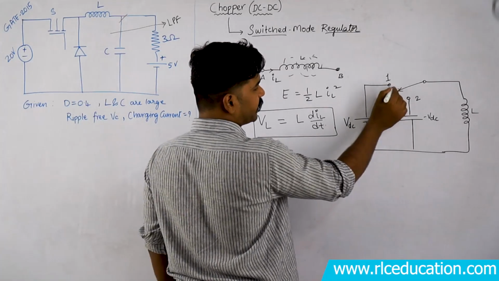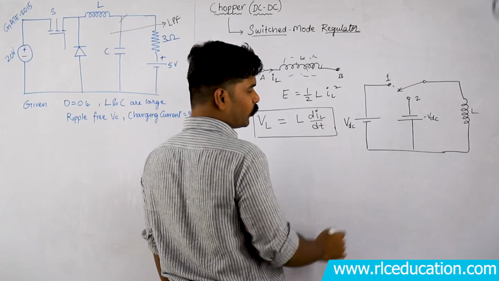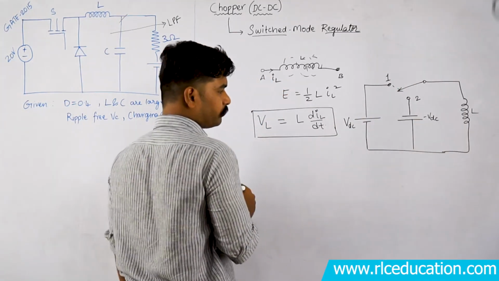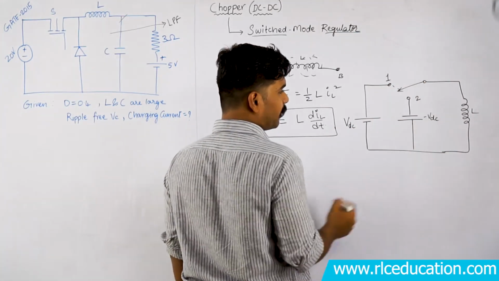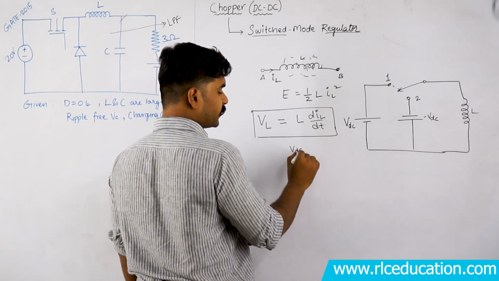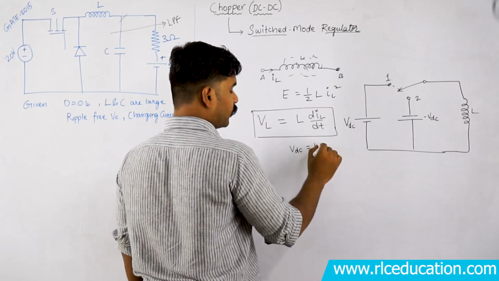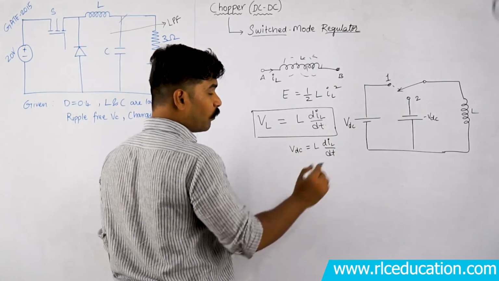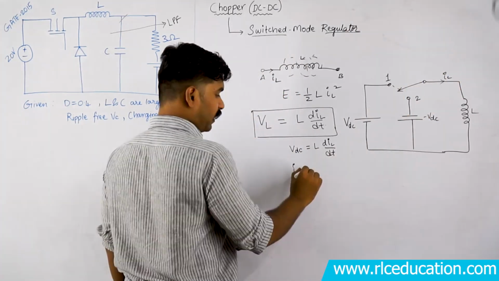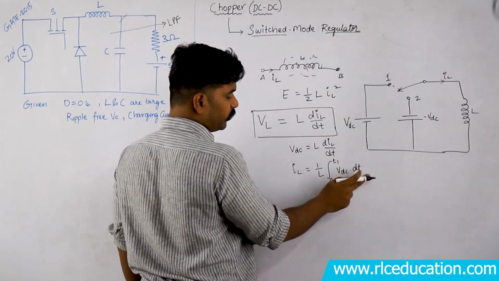Let us say I am placing the switch at position number 1. When I am placing the switch in position number 1, what is happening? This VDC source is connected to the inductor, and the inductor starts building up the magnetic flux, or it starts accepting the current. Under that condition, I can write down that the applied VDC will be equal to the voltage across the inductor, isn't it? That will be equal to L into di by dt. If I want to find out the value of the current going into the inductor under this condition, IL will be equal to 1 by L integration 0 to T1 VDC into dt.